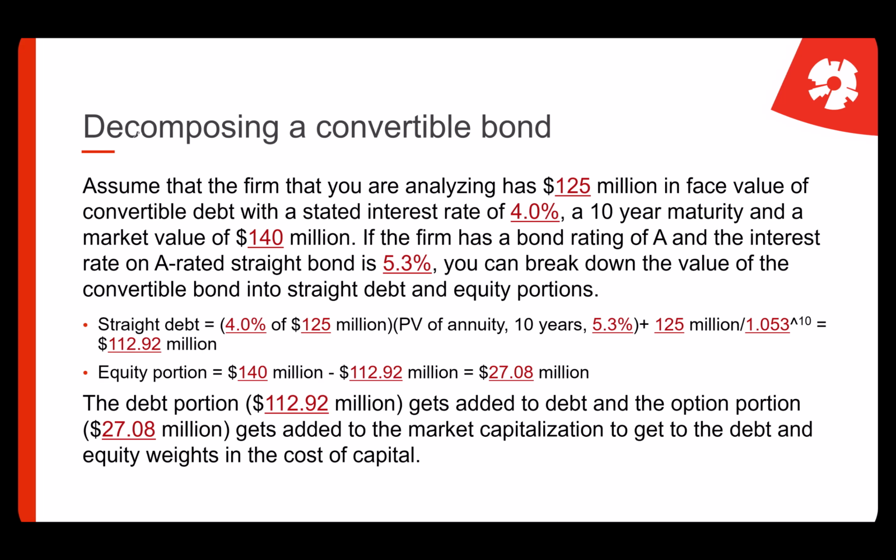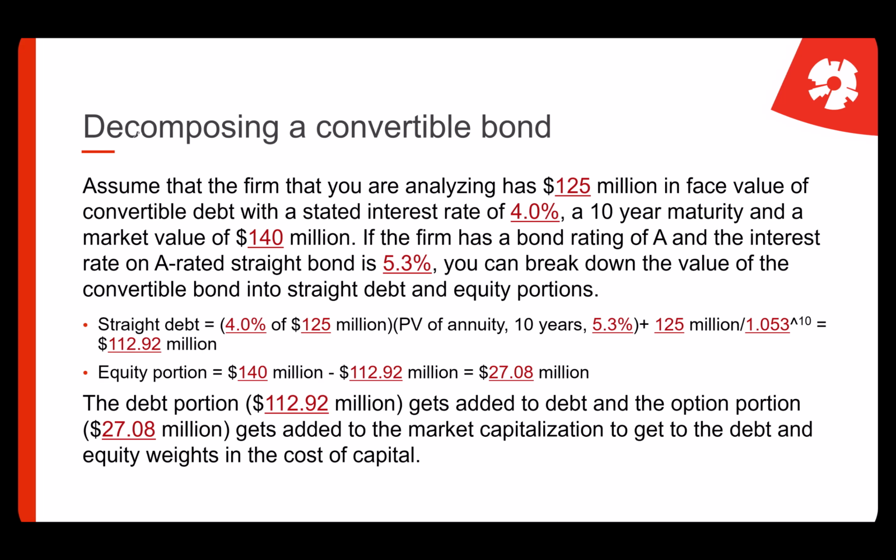If we work through this example, the firm has a convertible bond with a face value of $125 million. It pays a coupon of 4%. It matures in 10 years, and the bond is currently trading at a market value of $140 million. Now, if the company were to issue a straight bond today with an A rating, the required yield on that straight bond would be 5.3%.